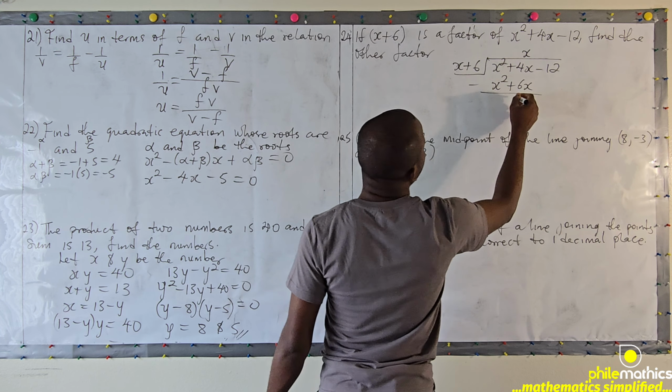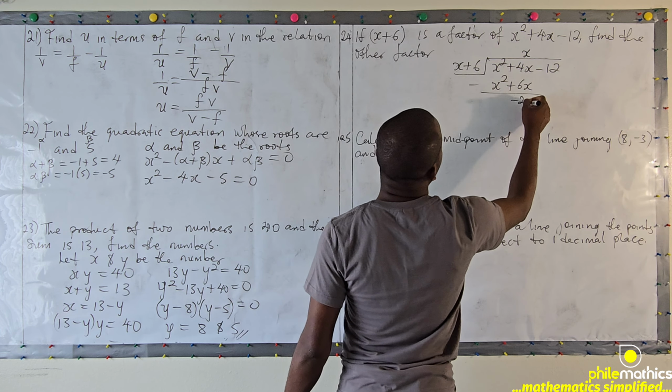4x minus 6x is minus 2x. x into minus 2x is minus 2. Minus 2 times x is minus 2x. Of course, we can bring this down, minus 12. Minus 2 times 6 is minus 12. And this is 0, 0. Therefore, the other factor, this quotient here, is x minus 2.